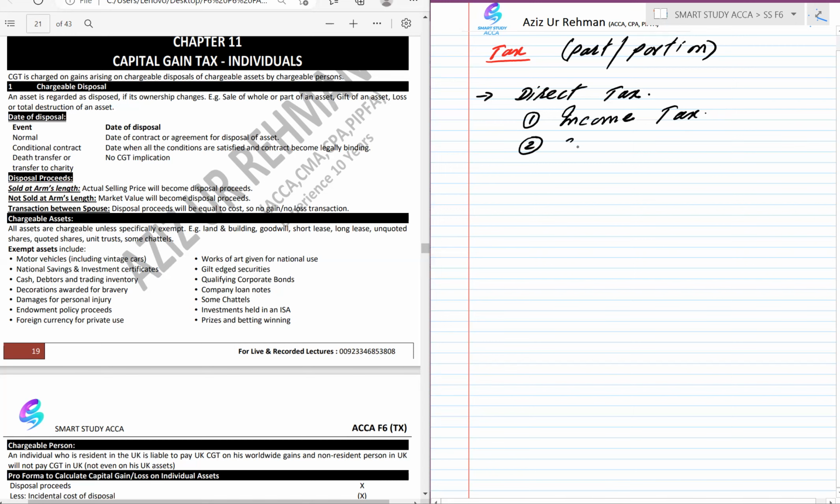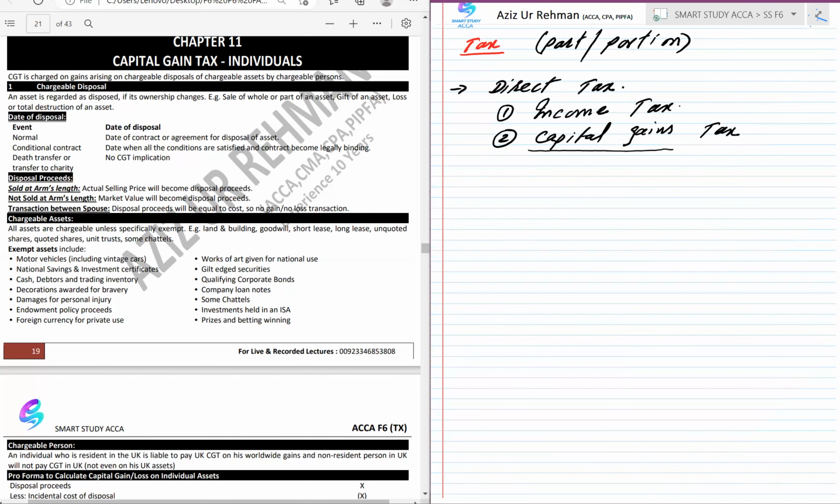Number two, capital gains tax. Students, capital gain means profit on sale of non-current assets. There is a separate tax on profit on sale of non-current assets, that is called capital gains tax. Whenever we dispose of a non-current asset and we have a profit, we will pay tax on that profit. That tax is called capital gains tax. Once again, we will pay this tax directly to the tax authorities. It is called direct tax.